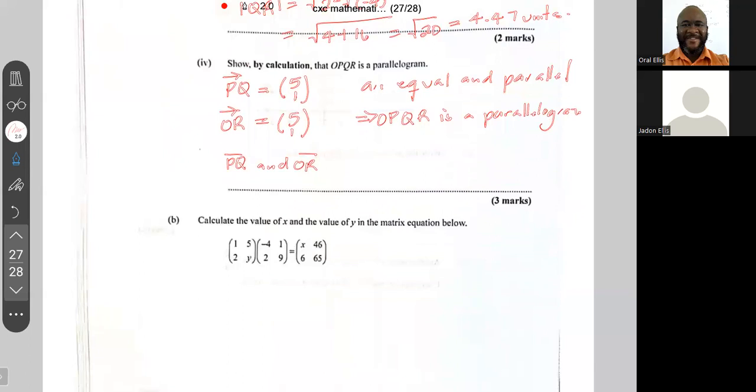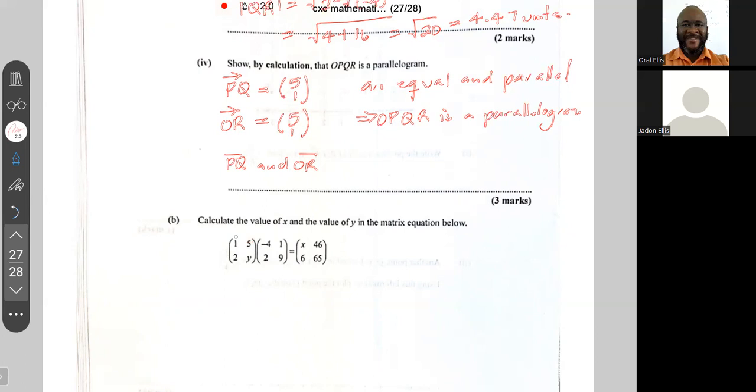B says calculate the value of x and y in the matrix equation. All right, so this is a matrix equation and we need to calculate the value of x and y. So let's multiply the two. We can't compare elements in a matrix unless the two matrices are of the same order. So let's multiply the 2 by 2 matrix on the left by the other 2 by 2 matrix to get another 2 by 2 matrix. So this is going to be row by column.